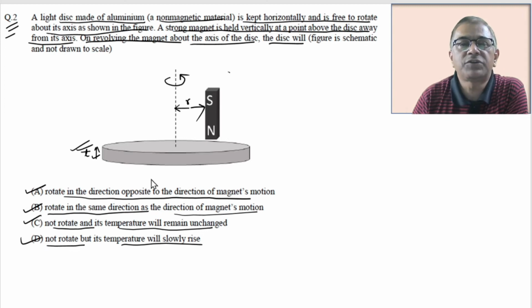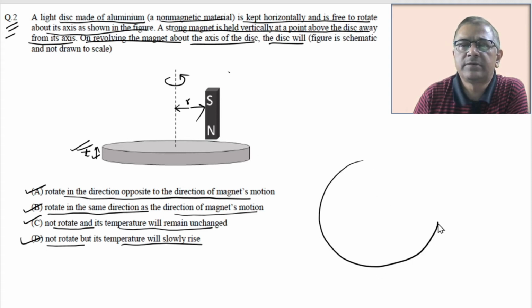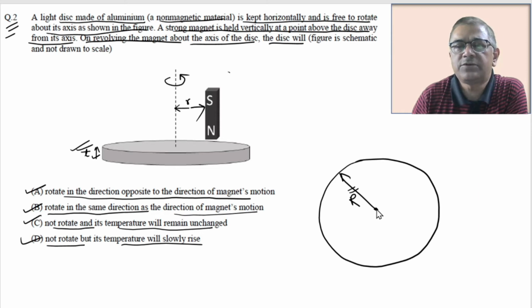Now let us try to visualize this in a top view. This happens to be the side view. The top view should look like this. Here is a disk of radius capital R. The axis is passing through the center of this disk and is coming normally outside. And a magnet is placed at distance R from the axis.